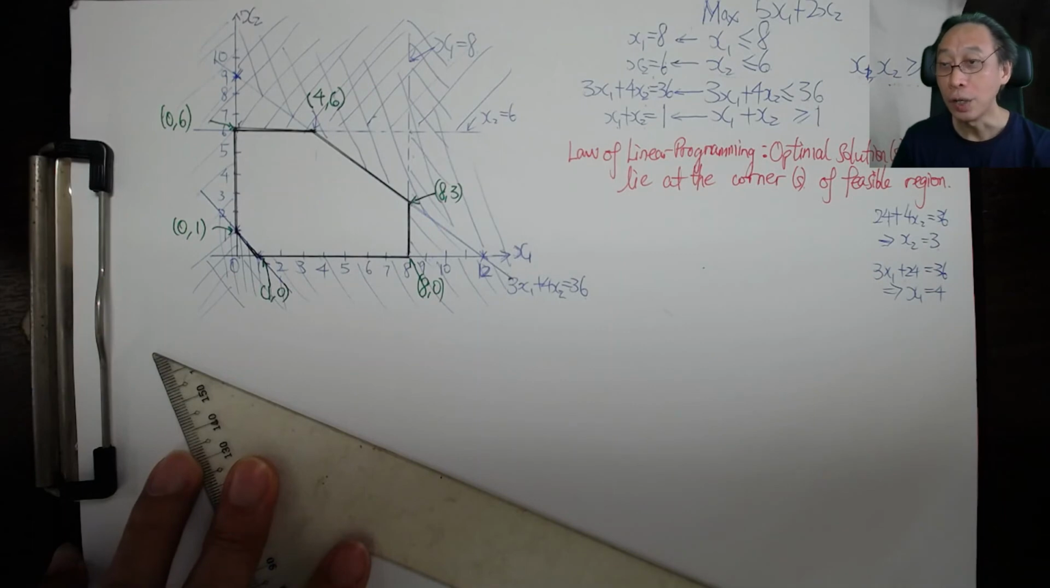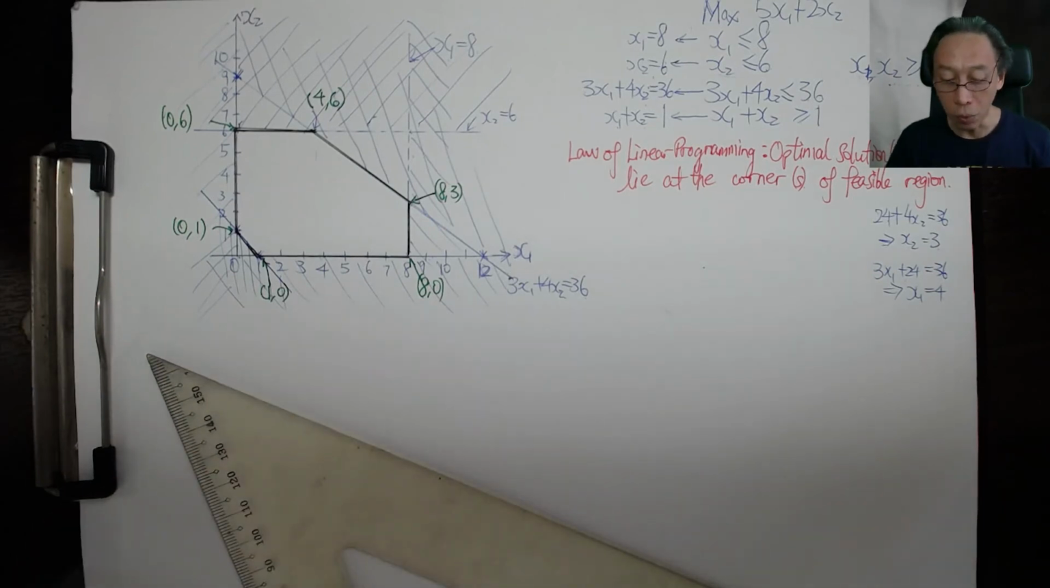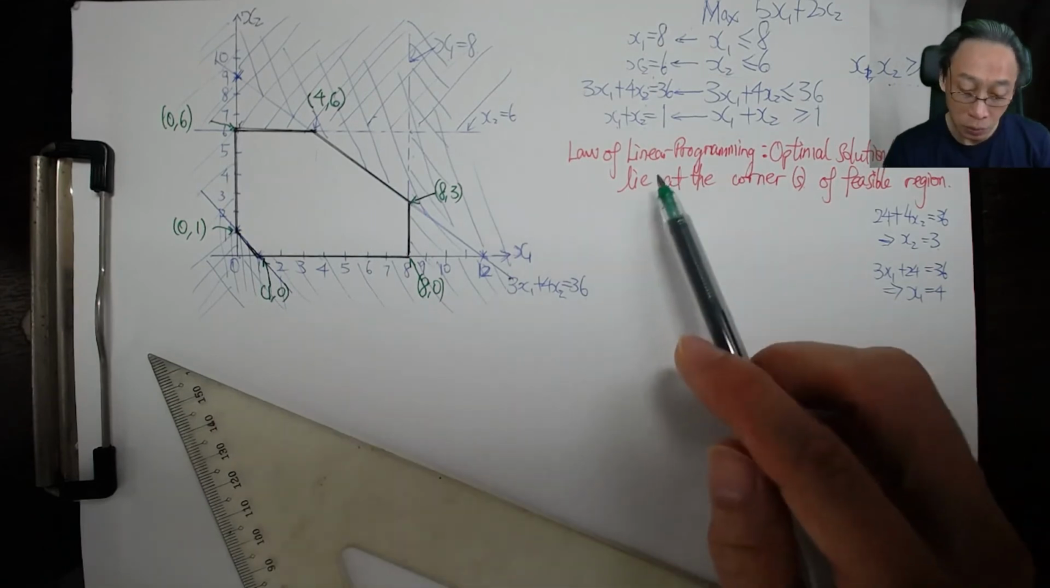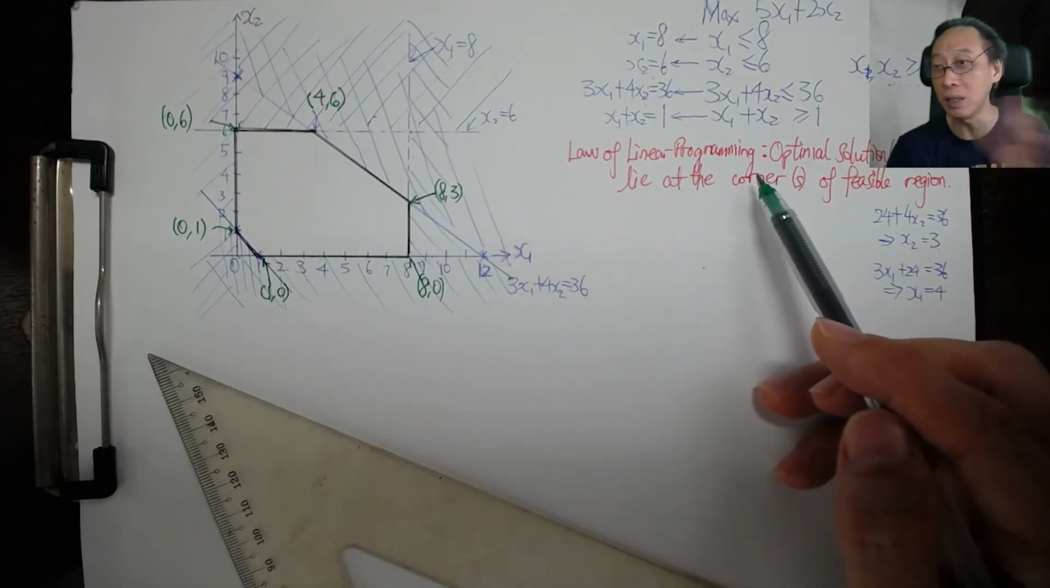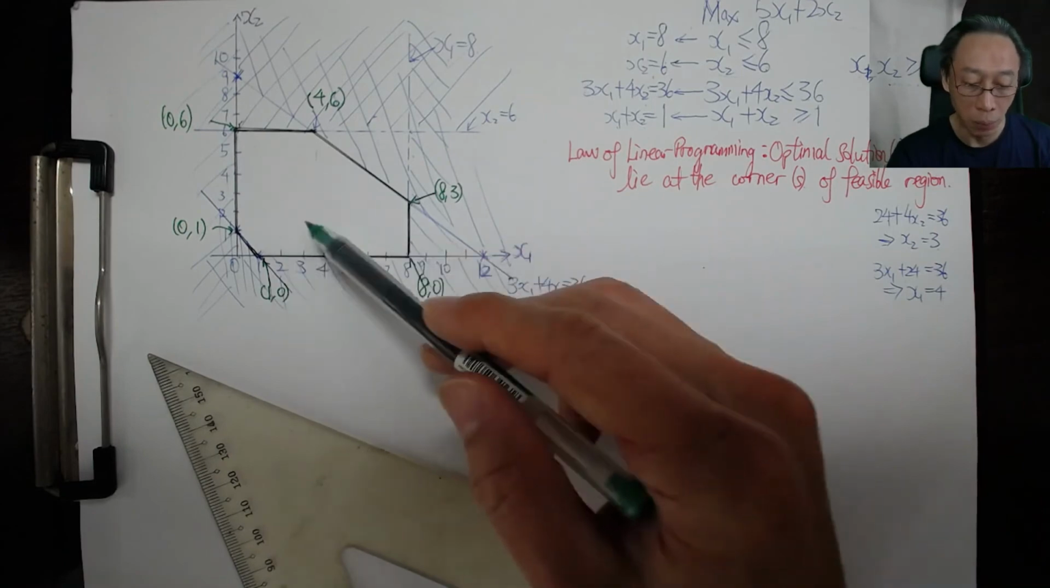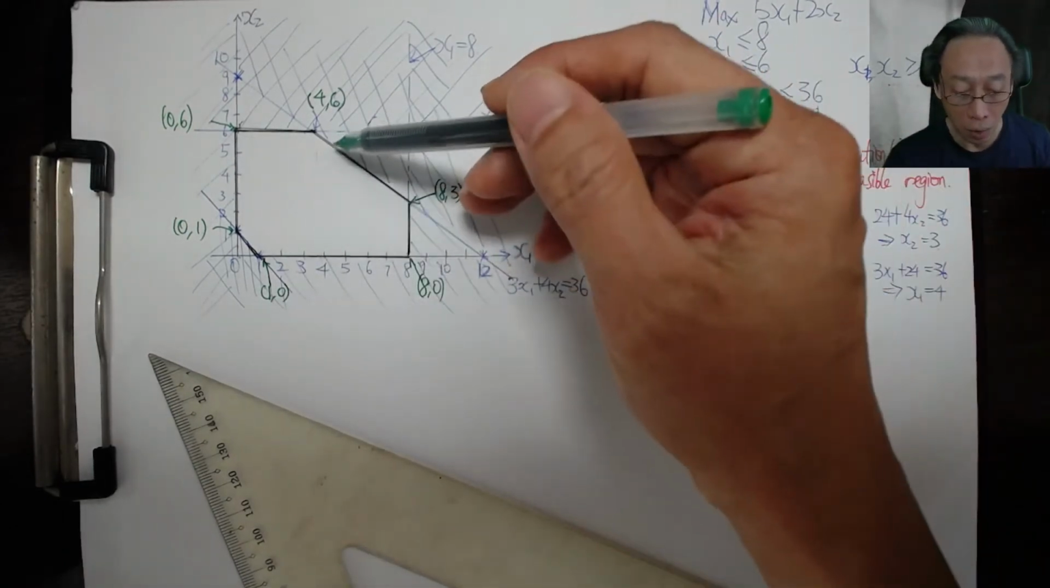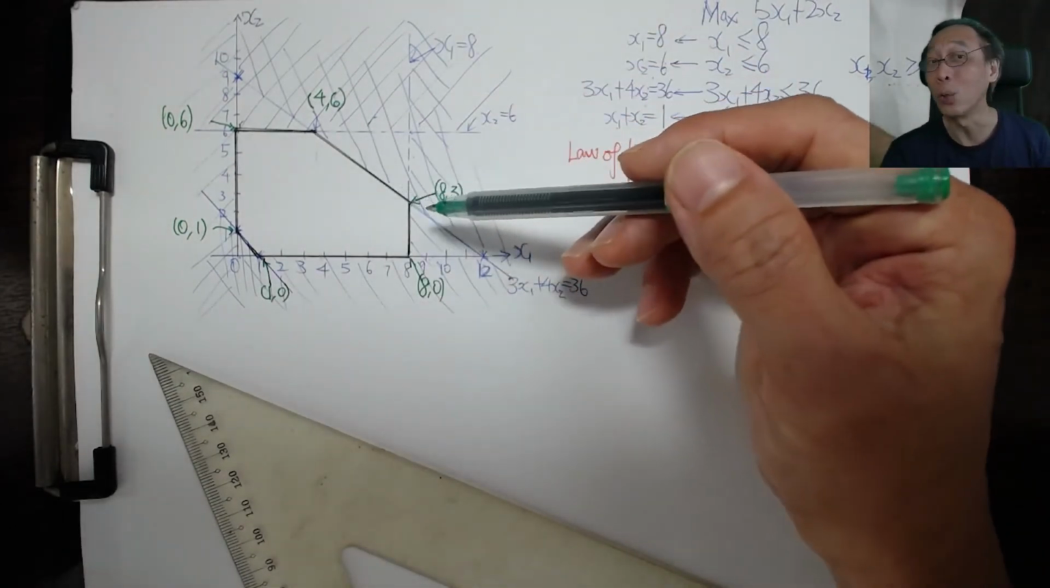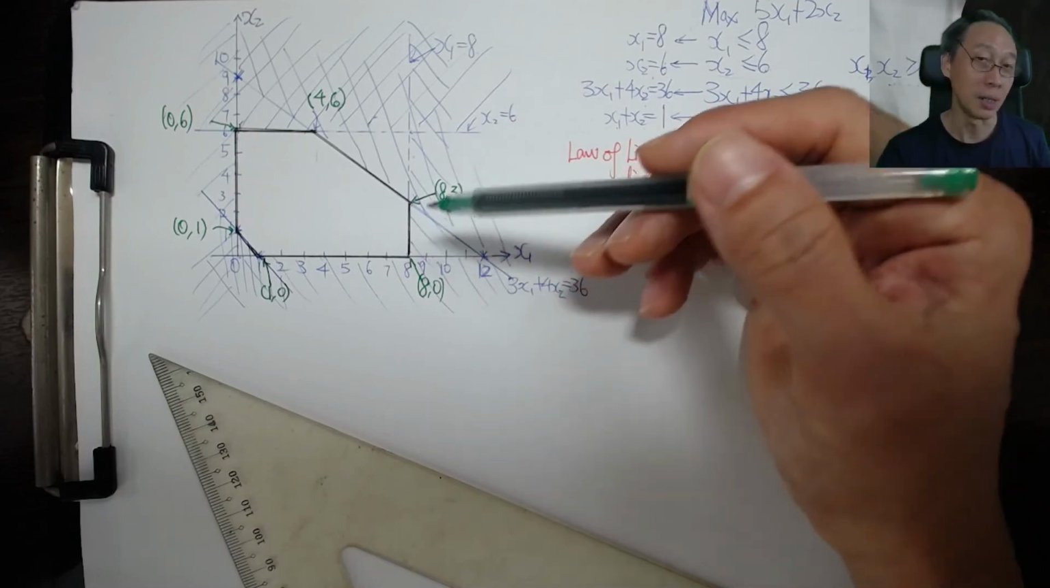Now, it remains to ask which point is the best out of all the corners, because thanks to the law of linear programming, we didn't have to look at all the interior points nor the points along the lines. Just looking at the intersection of the lines will do, right?